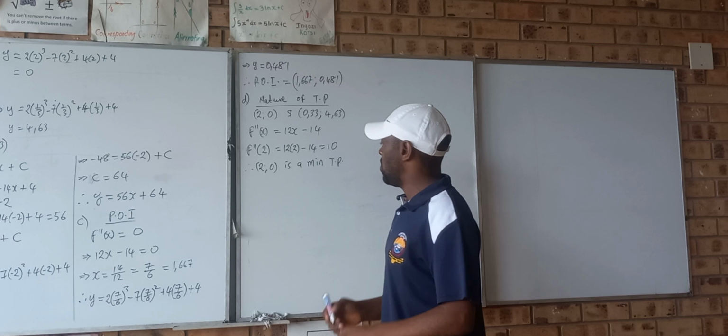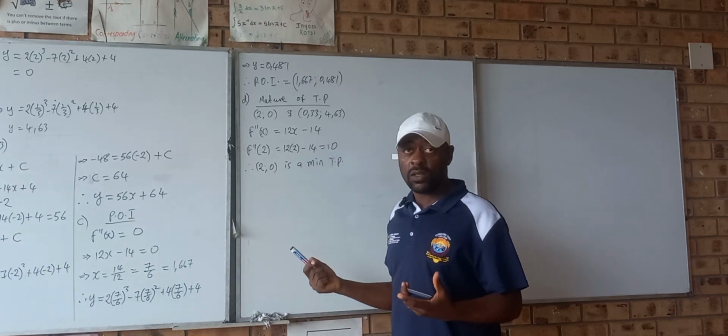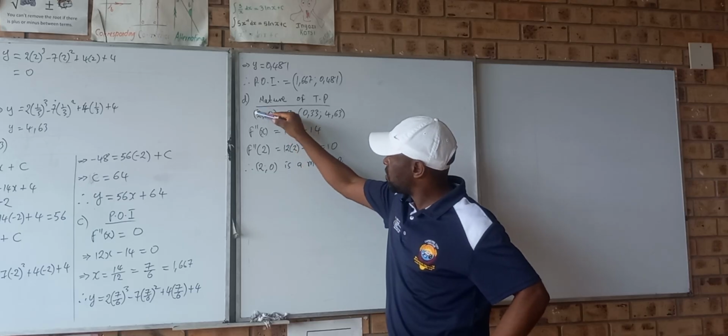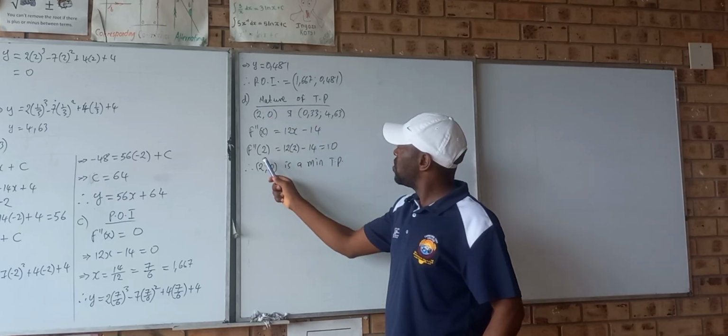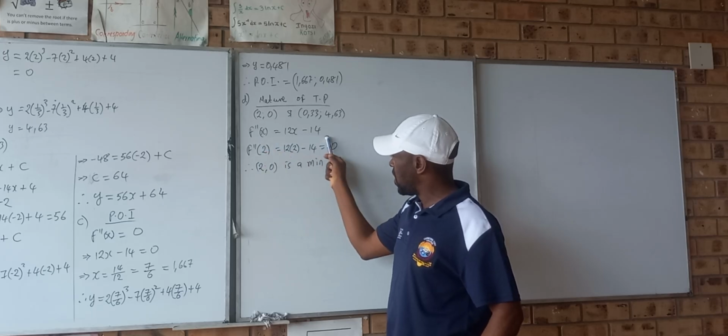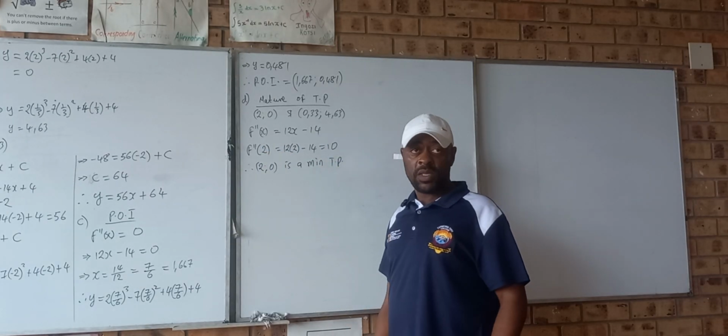Most students always get confused with this. They always think that positive goes with maximum, but that's not the way it is. Once you substitute the x ordinate of your turning point into the second derivative, and you get a positive number, that is the minimum turning point.